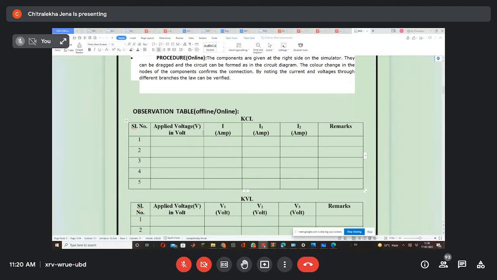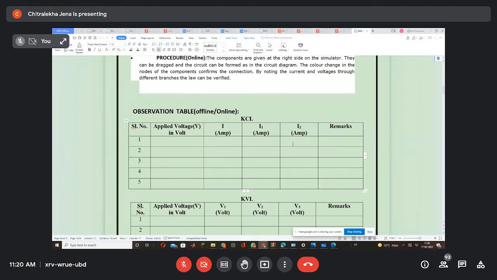See, what you will do in the observation table for Kirchhoff's current law. Whatever voltage you give, with the help of the potential divider, you change the variable point, give some voltage, connect, and you see the ammeter current. Then the other two ammeters will measure I1 and I2. You will see that I is equal to I1 plus I2. When you are doing the experiment practically, you may not get exactly equal. I will not be exactly equal to I1 plus I2. There may be some loss.